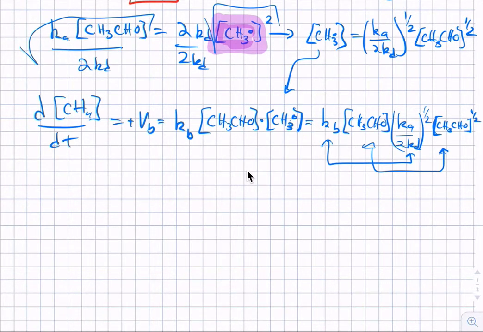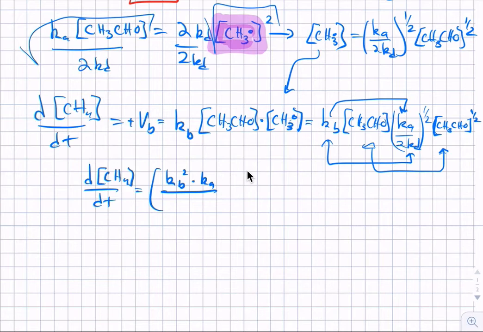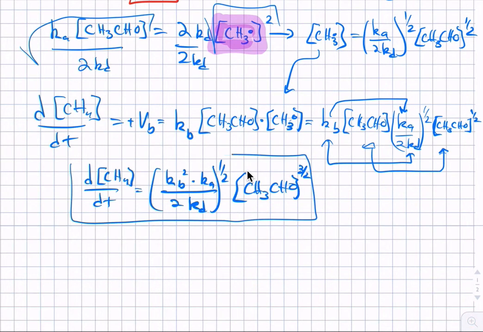So let's just rewrite that. d CH4 dt equals bracket, and I'm going to move the Kb inside the square root just to clean things up a little bit, so that means I'll have to square it. So I'll say Kb squared times Ka over 2kd to the power 1/2 times the aldehyde concentration to the power 3/2. And here we have our answer.